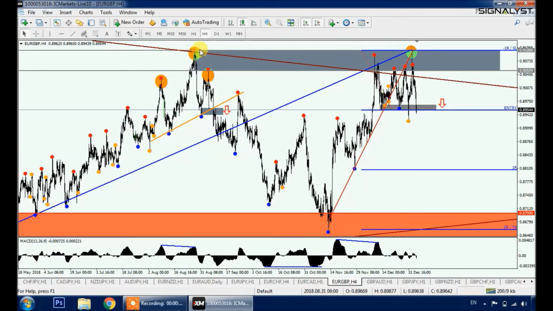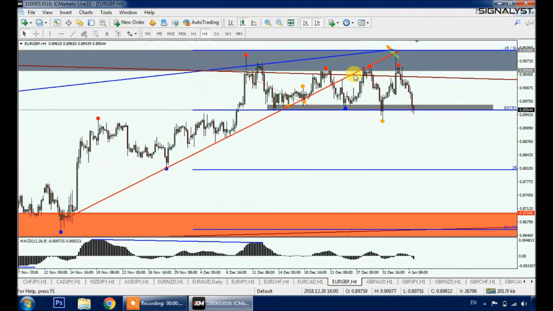0.91, which is also our supply zone right here. If we zoom in, we can see a triple top also, 1, 2, 3. So our entry would be the last swing standing break of this objective trend line and triple top.